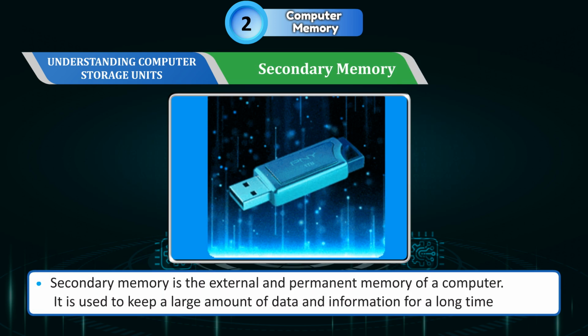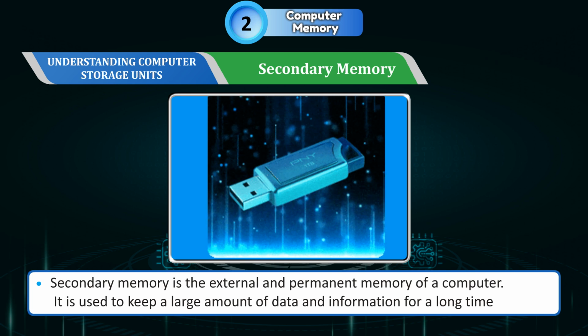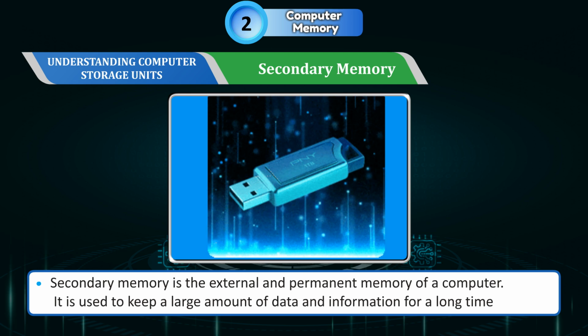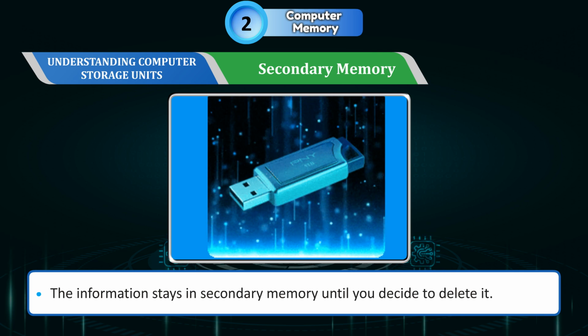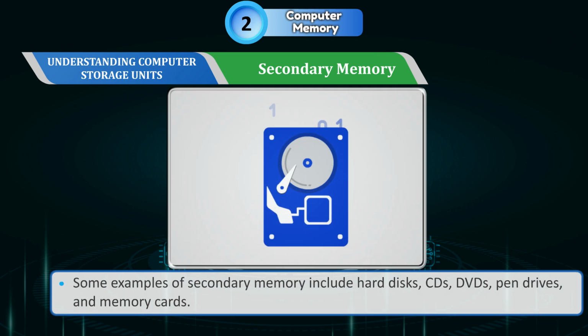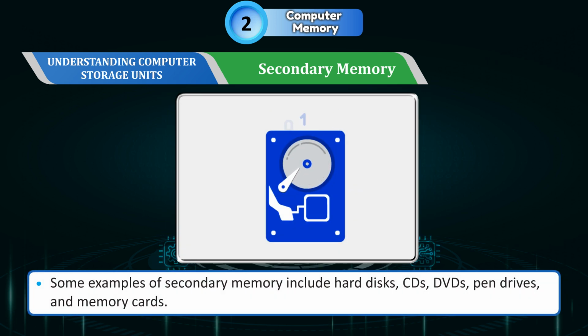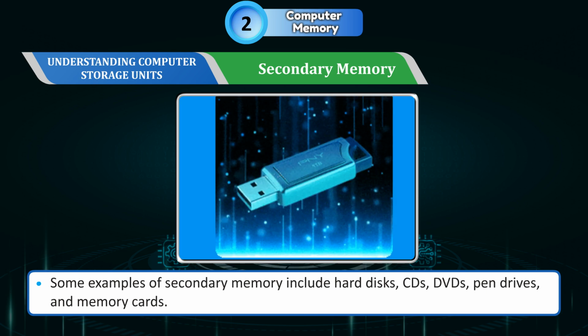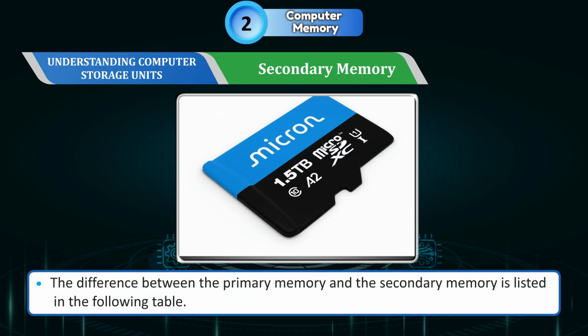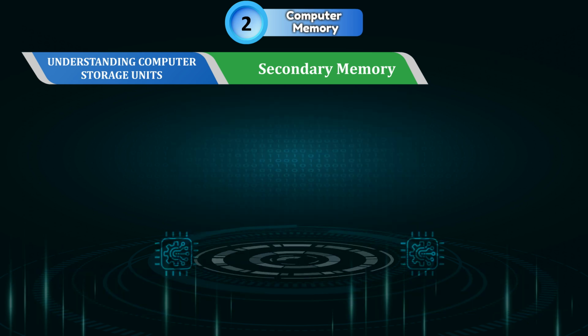Secondary memory. Secondary memory is the external and permanent memory of a computer. It is used to keep a large amount of data and information for a long time. The information stays in secondary memory until you decide to delete it. Some examples of secondary memory include hard disks, CDs, DVDs, pen drives, and memory cards. The difference between the primary memory and the secondary memory is listed in the following table.